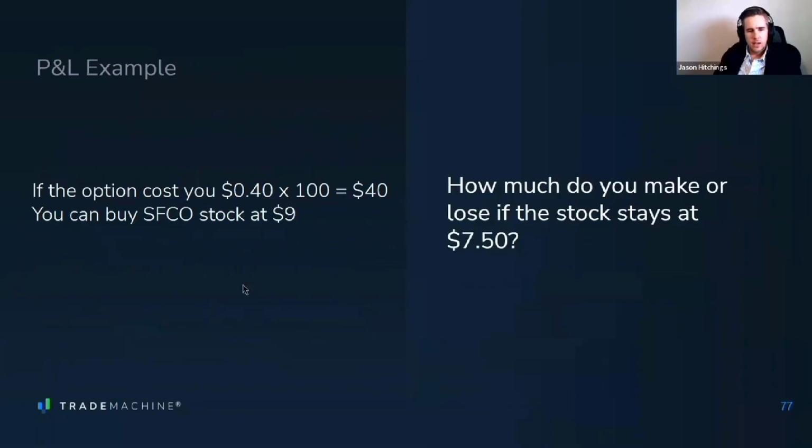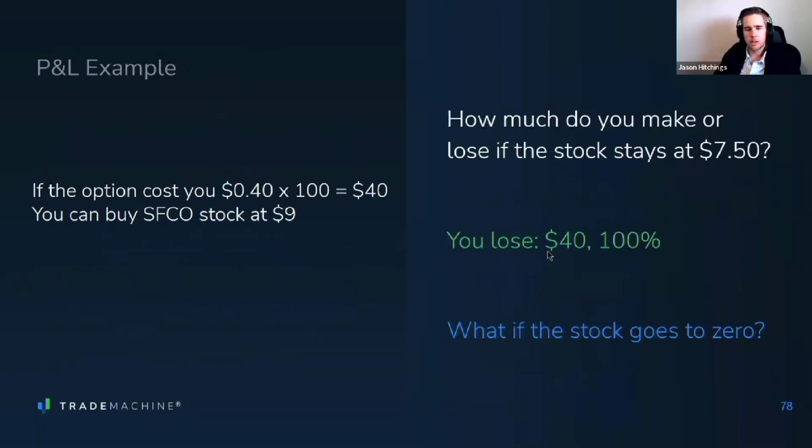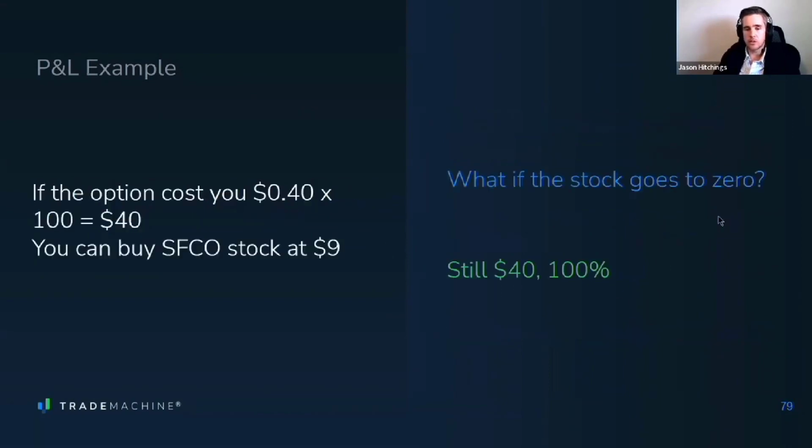So if we're going back to this example where you're buying this 9-strike call and you're spending 40 cents a share, or $40, how much do you make or lose if the stock stays at 750? It has no value at 750 to buy it at 9, so you lose 100%. And what if the stock goes to zero? Well, it has no value to buy it at $9 if it's at zero, so you still lose 100%.